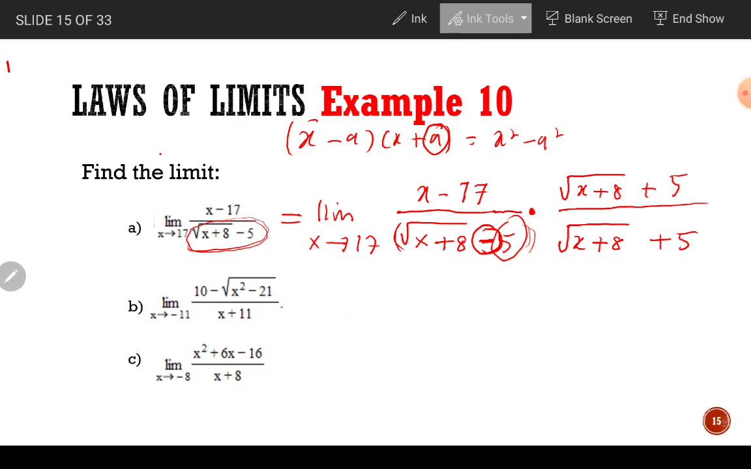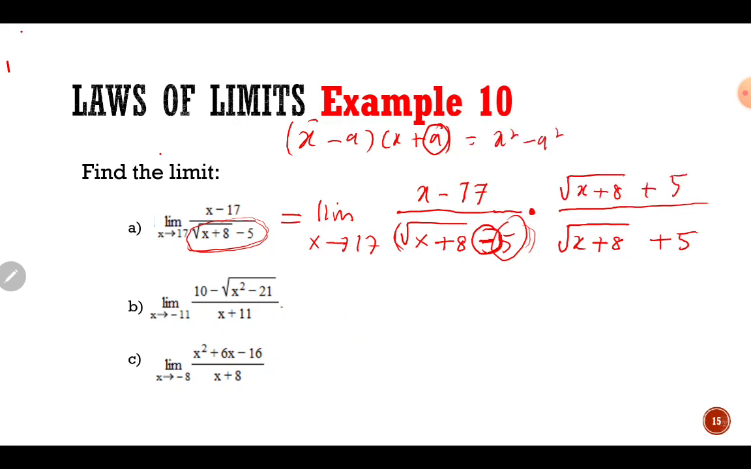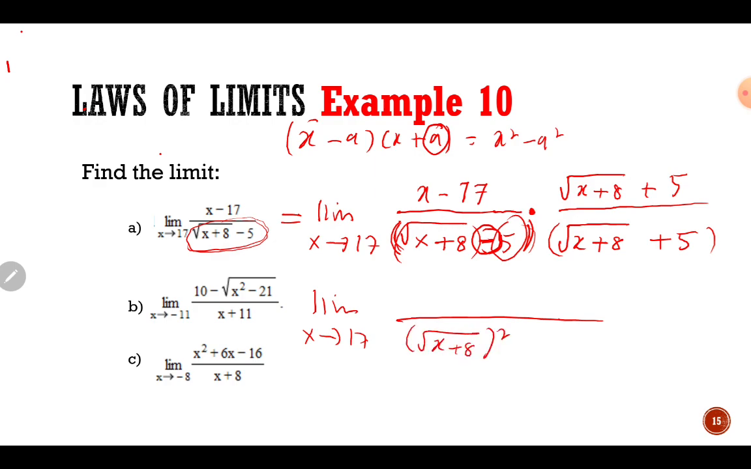Daripada sini let's proceed. Okay, so ni kita tahu ni square root of x tambah 8 tolak 5 darab dengan square root of x tambah 8 tambah 5. Okay, so it will equals to, ni akan jadi square root of x tambah 8 square. Kan? And then minus 5 times with 5, dia akan jadi minus a square. So our a now is 5. So we're going to have 5 square.